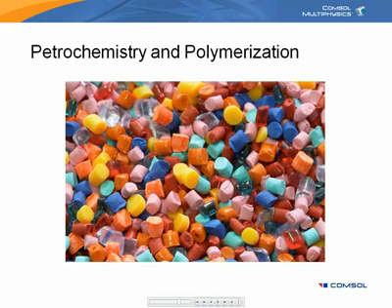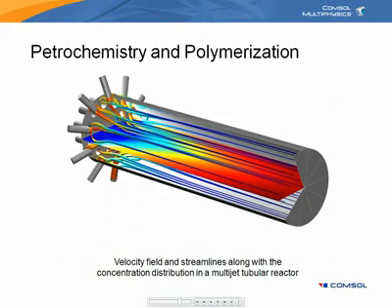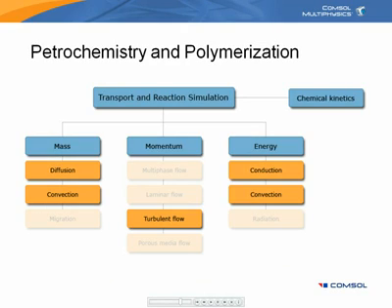The polymer industry makes use of petrochemicals to produce plastics. In this case, the mixing of the reacting species is the design parameter that needs close consideration. Modeling polymerization processes invariably involves describing and solving highly coupled transport and reaction systems.